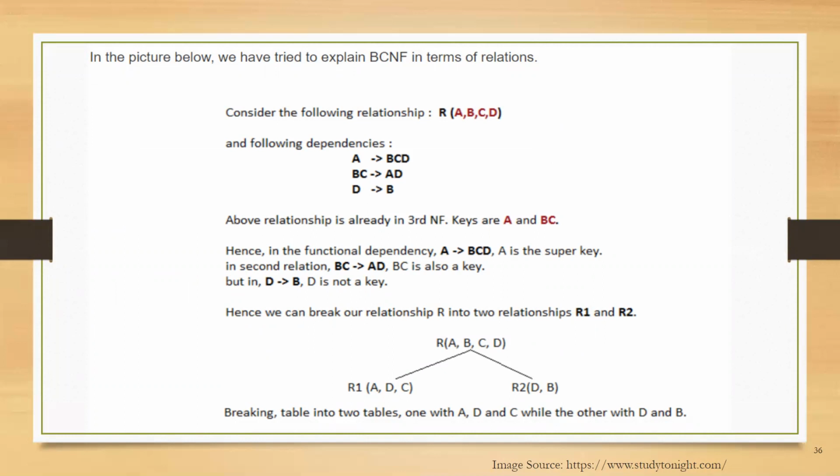A is functionally dependent on BCD, BC is functionally dependent on AD, D is functionally dependent on B. So the above relationship is already in your 3NF, with the keys A and BC. Okay, so in functional dependency A to B, C, D, A is a super key. In the second, BC functionally dependent on AD, BC is also a key. But D is not a key. So we are breaking our relation into two, that is R1 and R2, where R1 will have ADC and R2 will have DB. So whenever we talk about breaking the tables, one will have ADC and the other will have DB.